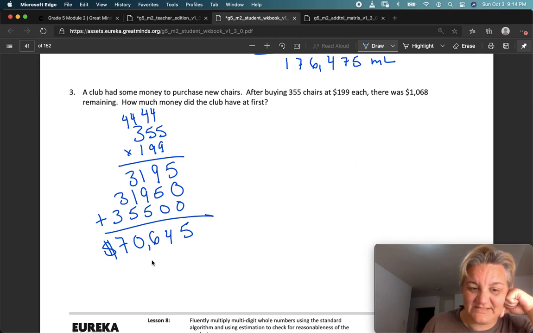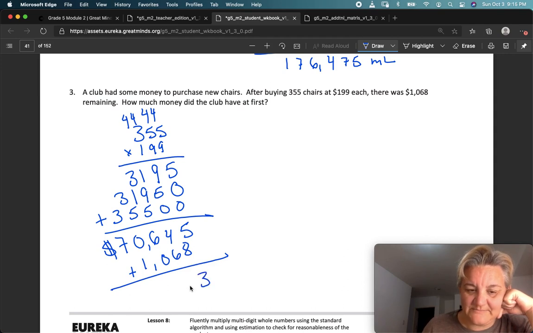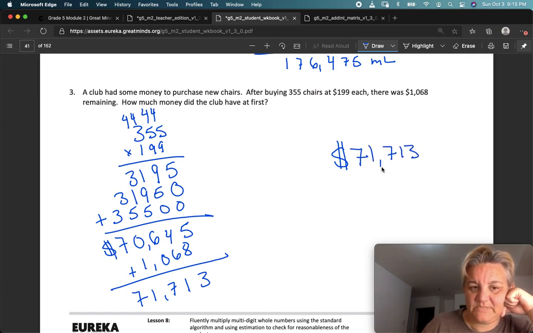Okay, and after they spent that money, they had $1,068 left. So how much did they have to start with? Well, that's easy. We're just going to add those two numbers together, and that's going to tell us how much they started with, right? They started with $71,713. Okay.